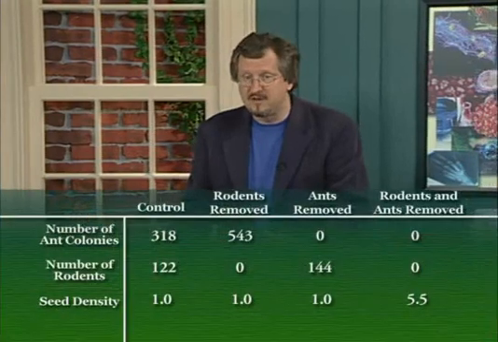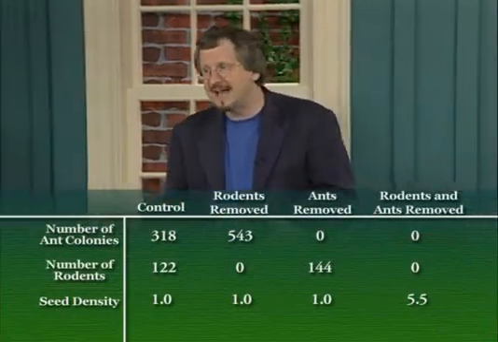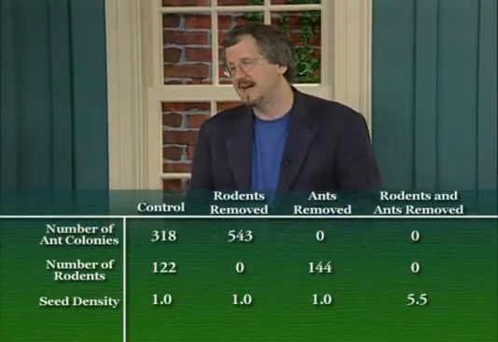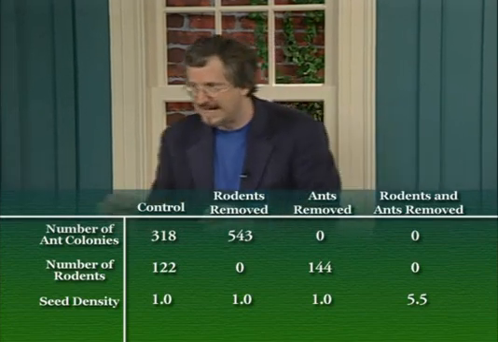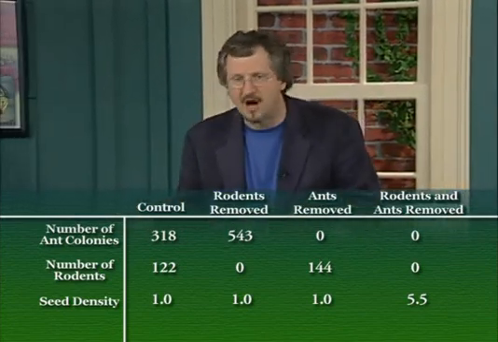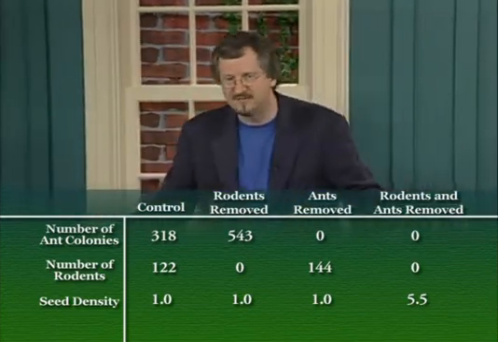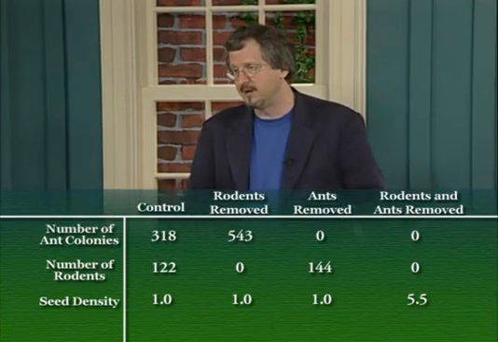And these are hard to do, by the way, because you have to go and define an experimental plot in the desert and then either remove all the rodents or remove all the ants. And you can imagine that's quite a chore. But when you do that, if you remove the rodents, the population size of ants increases. In fact, you measure population size in ants not by counting ants, but by counting the number of colonies of these ants. And so the number of colonies of ants will increase in this experimental plot.